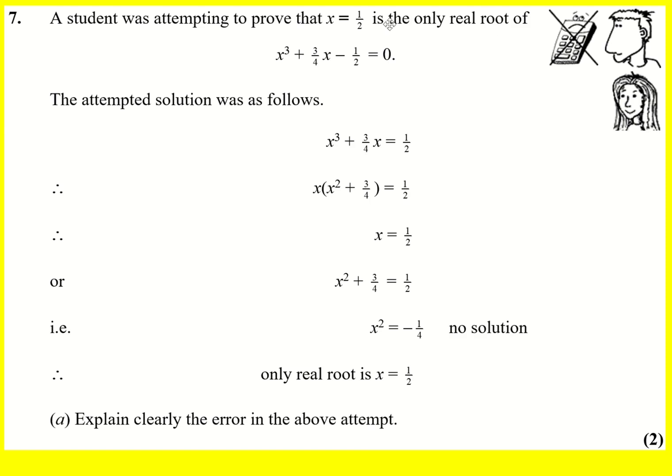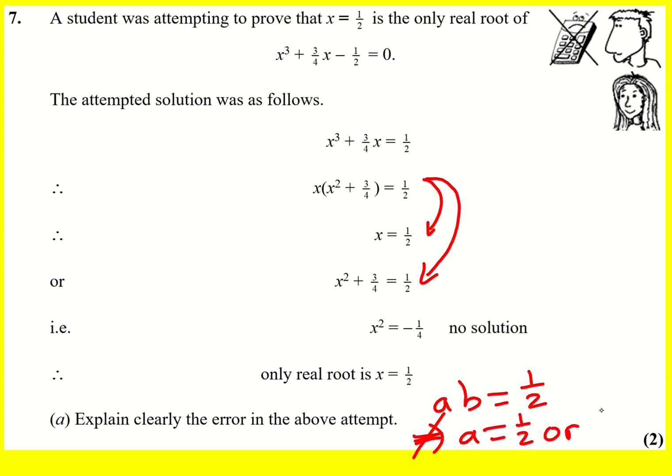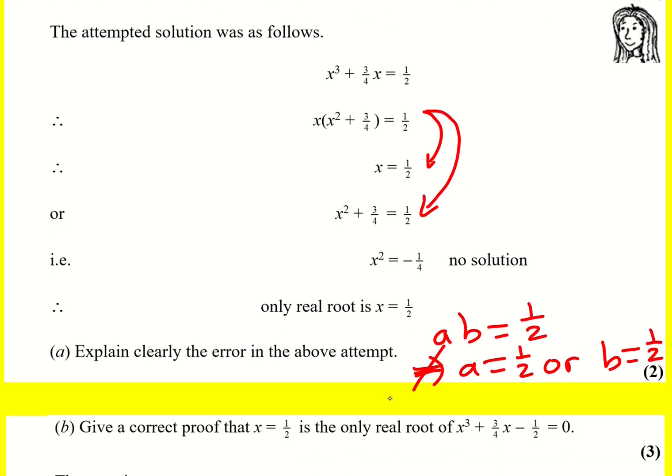We have an attempted proof that x equals half is the only real root of this cubic, and here's the solution. I need to explain the error in the above attempt, and it is here to here. So essentially, if you have AB equal to a half, it does not imply A equals a half or B equals a half. This is the mistake.